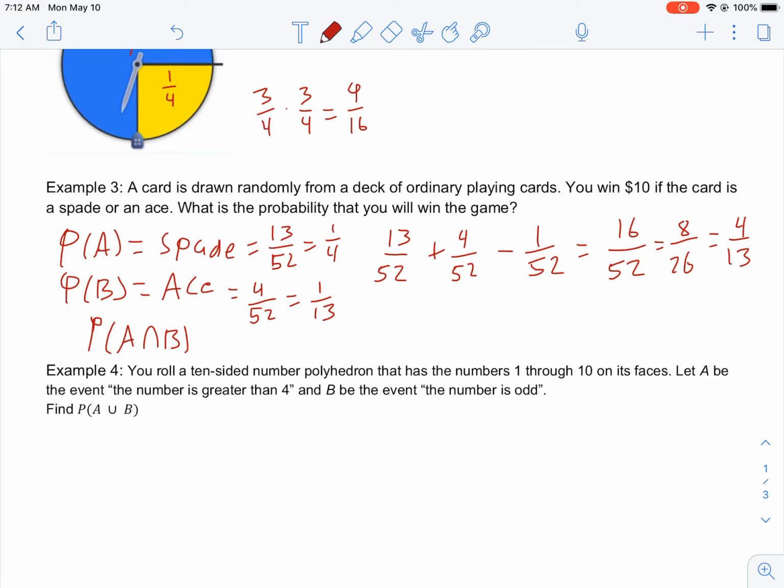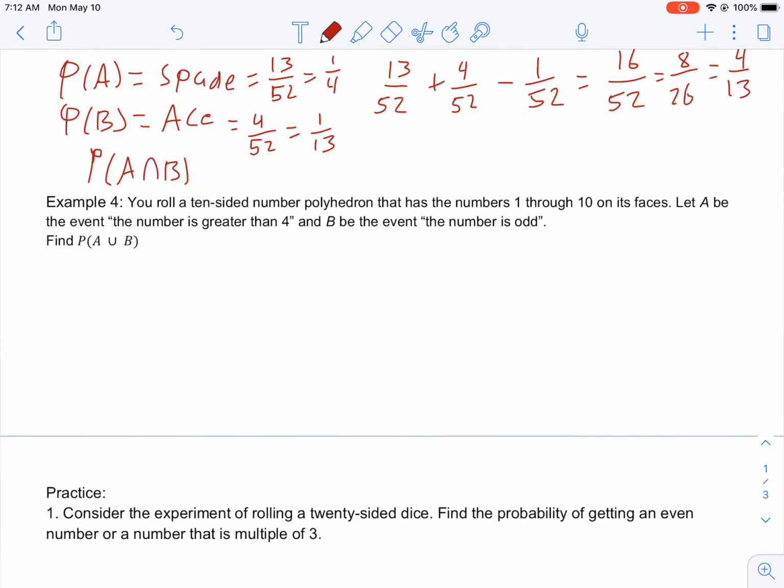So hopefully that kind of showed you what was going on. Last example that we're going to look at, you roll a 10-sided number polyhedron, that's just a die, that has numbers 1 through 10 on its faces. Let A be the event the number is greater than 4. And B be the event the number is odd.